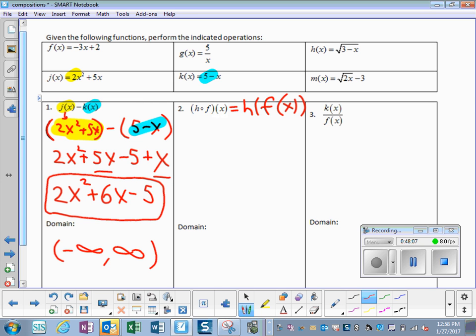So I'm going to copy this square root of 3 minus something for the argument. And what do I have for the argument? I have f of x, right? So f of x comes here. Instead of the argument for the h, I will use the expression for f of x, which is negative 3x plus 2.